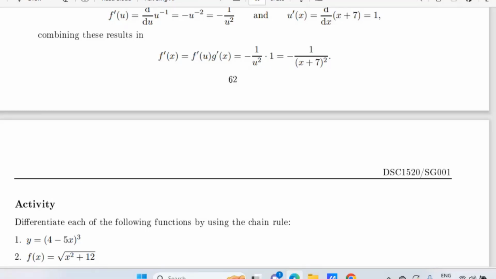Do we agree that the square root sign, let me put it this way, the square root sign represents half. Whatever is inside the square root sign to the power half. Do we agree? Yes. So now we have got f of u is equal to u to the power half. Do we agree? Agreed. Then now the inner part, we have got u equals x squared plus 12.